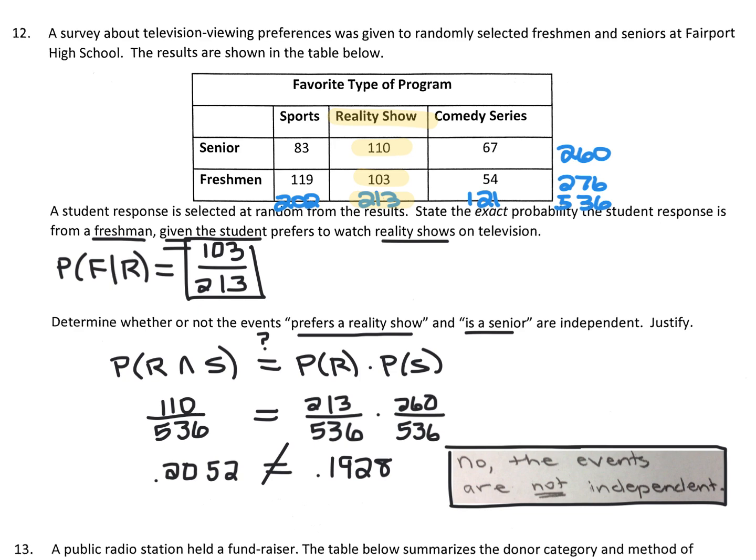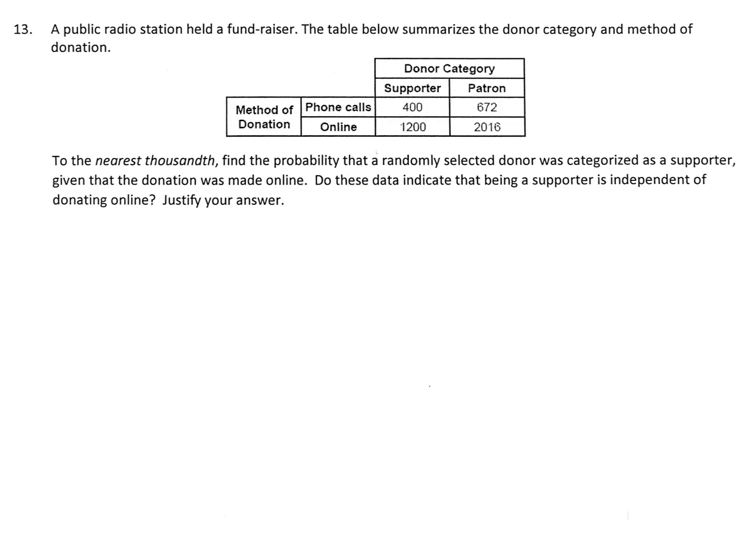Now the next one is very similar. This one's about a public radio station holding a fundraiser. It summarizes the donor category and method of donation. We can see again they do not total anything up, so let's do so. There are two things they ask us.